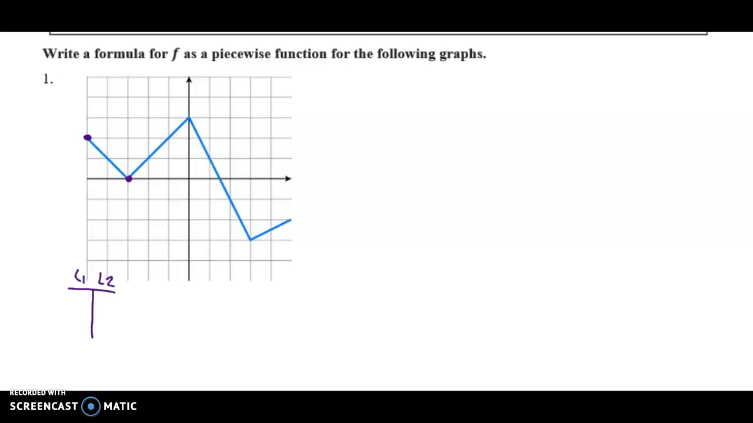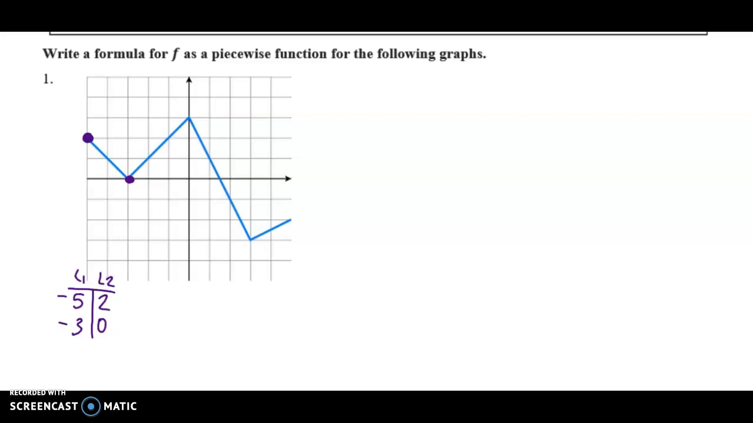I make a table. The first endpoint up here is -5, 2. And then this endpoint, -3, 0. You can choose to do this one at a time and get your equations, or do it all at once.